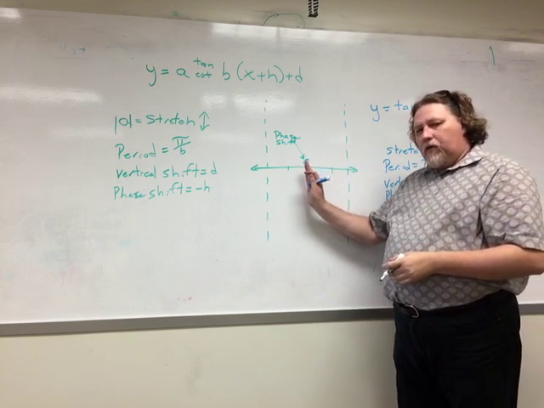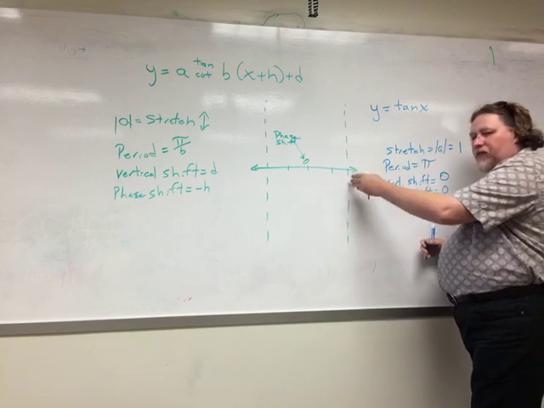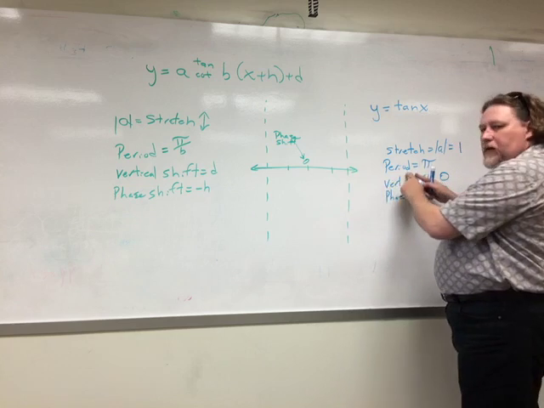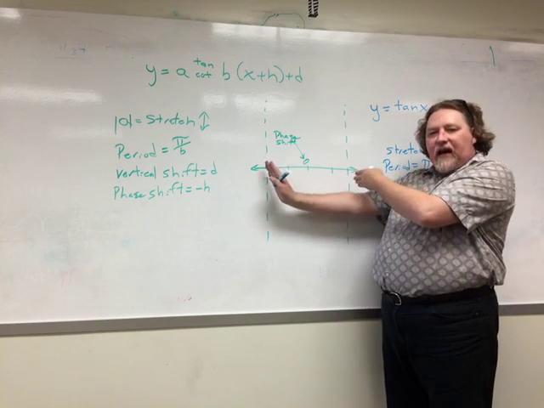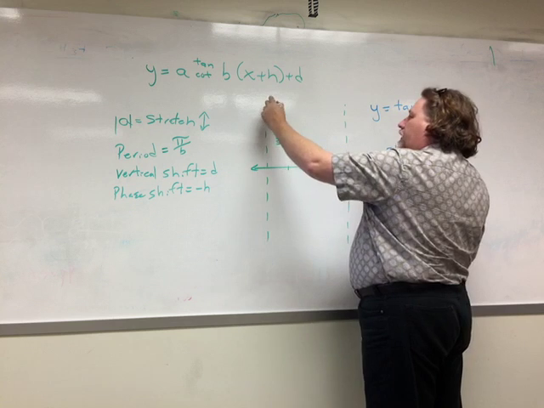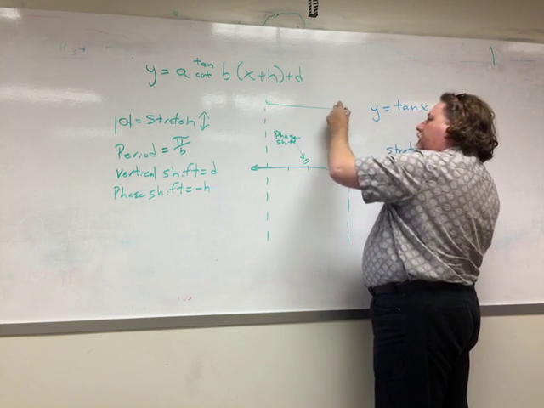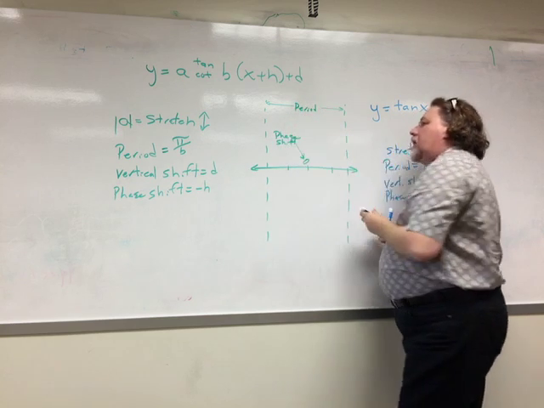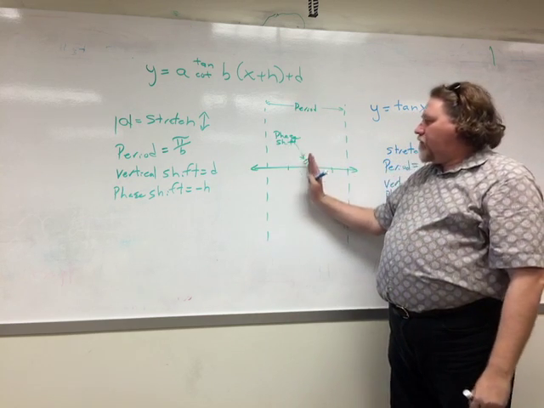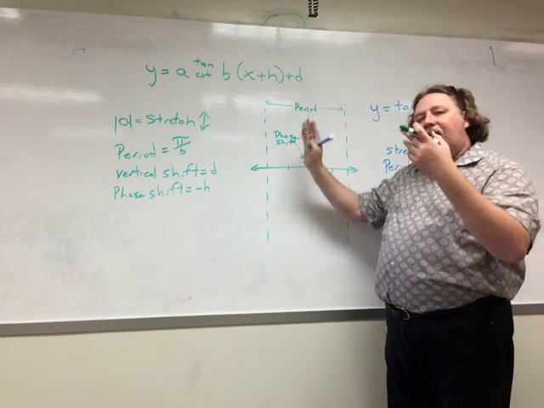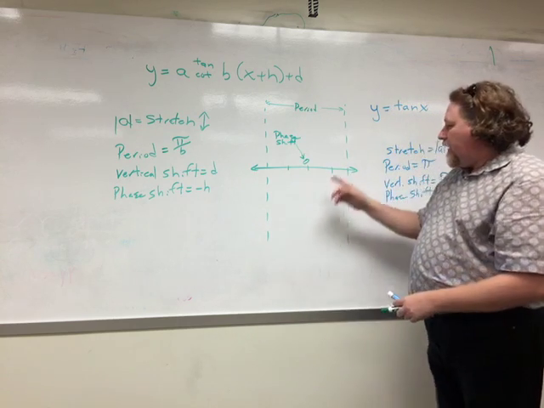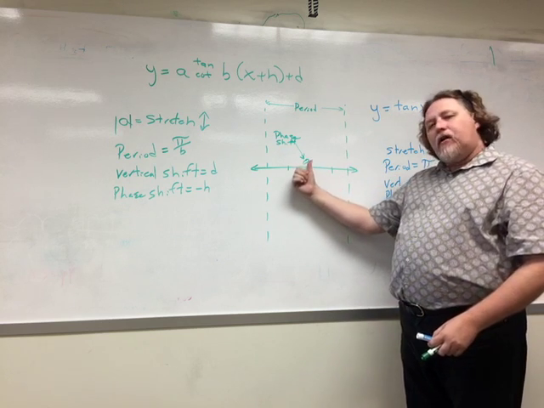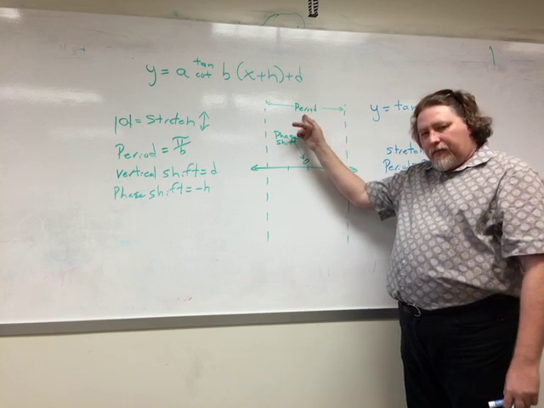Well, if that's 0, how am I going to find this spot and this spot? Well, the thing you've got to remember is that period means the length of the entire cycle. So from over here at this asymptote on the left, all the way over here to this asymptote on the right, that's what the period is. And notice that where my phase shift is cuts the period in half. So if I want to find where this line goes, I've got to take the phase shift and then go to the right half of the period.